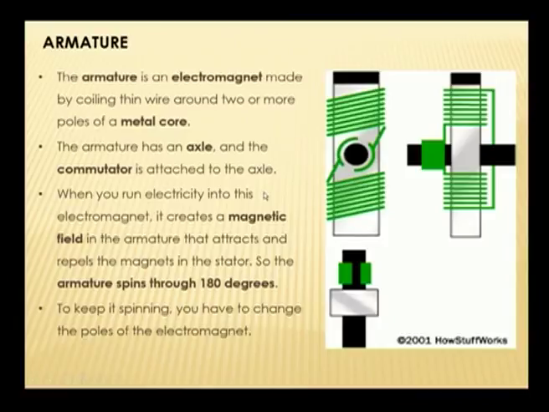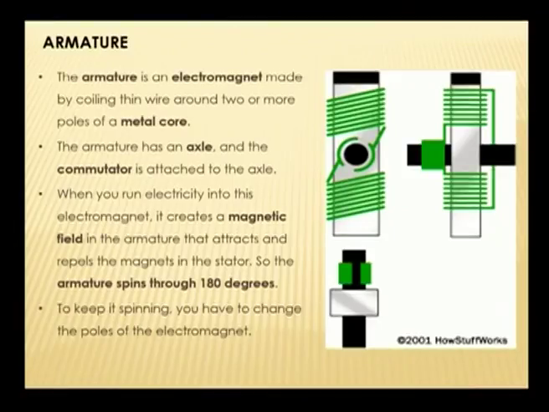So, when you run electricity into this electromagnet, it creates a magnetic field in the armature, and that attracts and repels the magnet at the stator. So, there are two opposite poles which attract and repel. Thereby the armature spins through 180 degrees. To keep it spinning, you have to change the poles of the electromagnet. It has to be constantly changed, otherwise it will not spin.